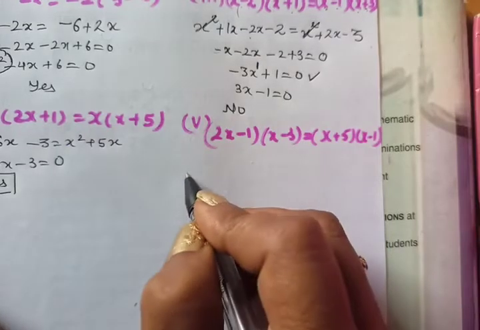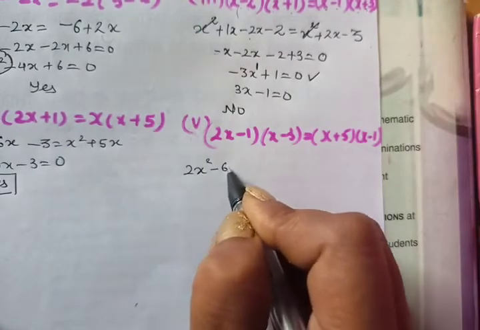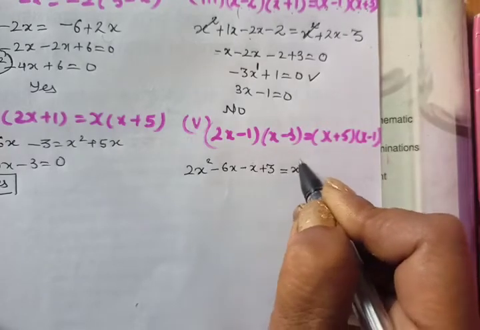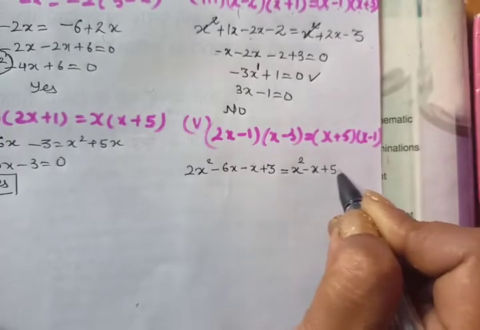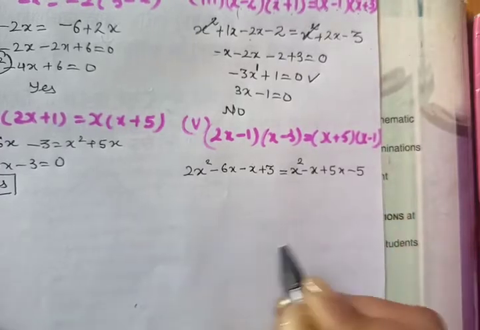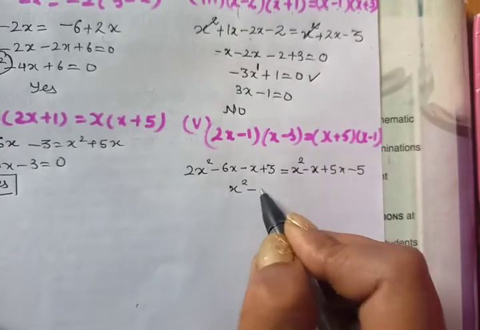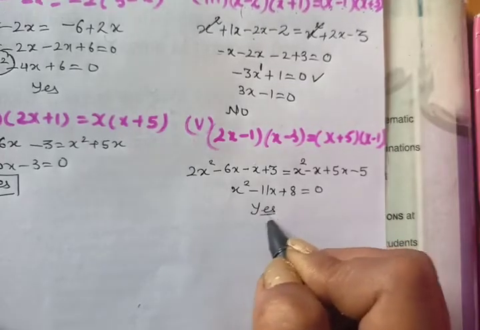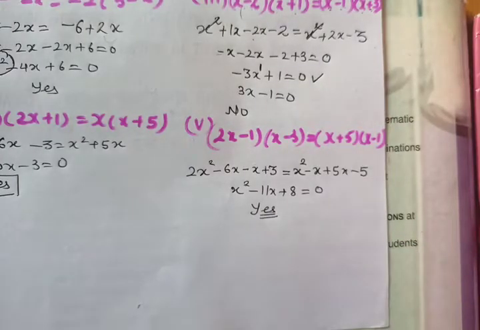Fifth part gets you 2x square minus 6x minus x plus 3 is equal to x square minus x plus 5x minus 5, which on solving will get you x square minus 11x plus 8 is equal to 0. Again, yes, it is a quadratic equation.